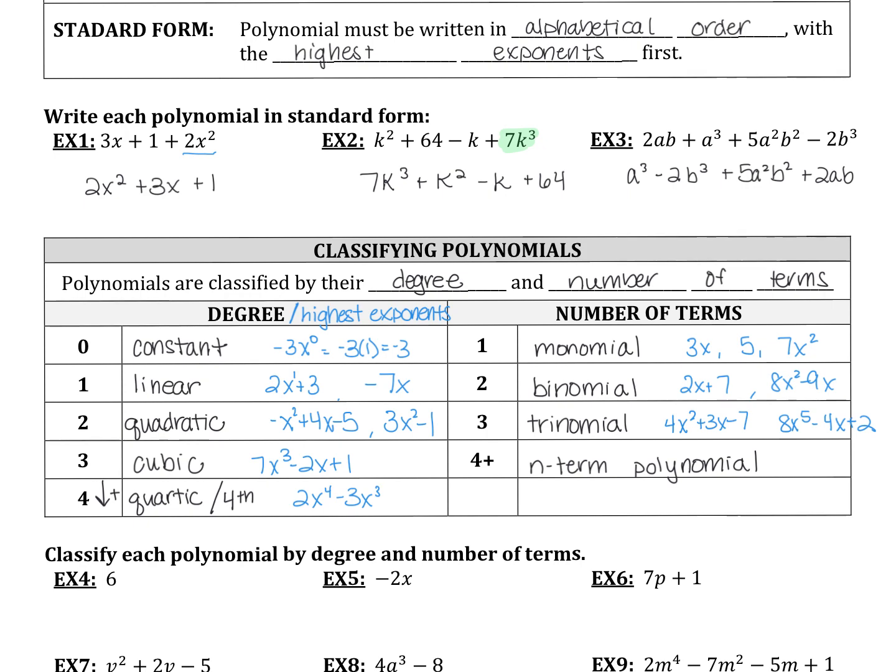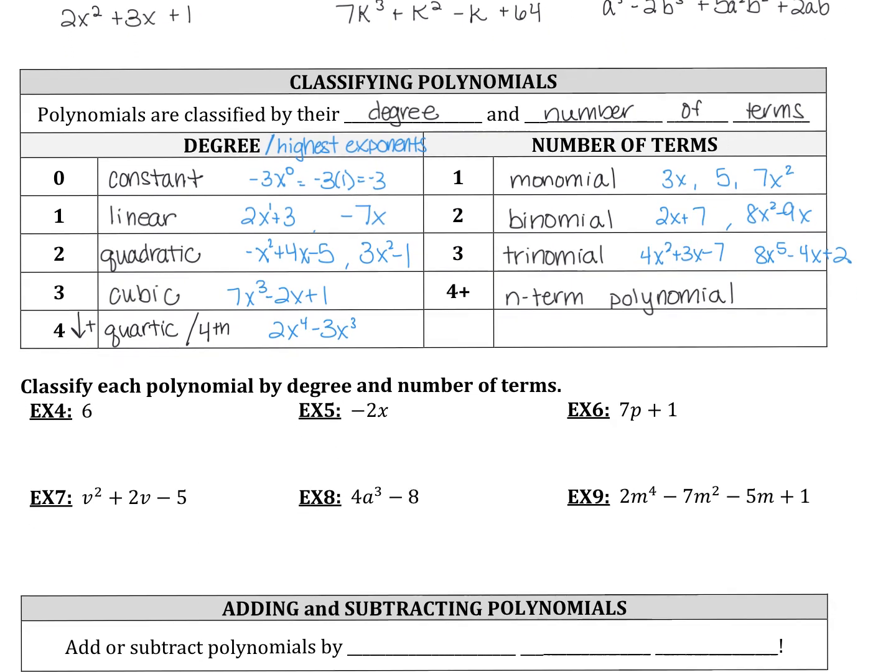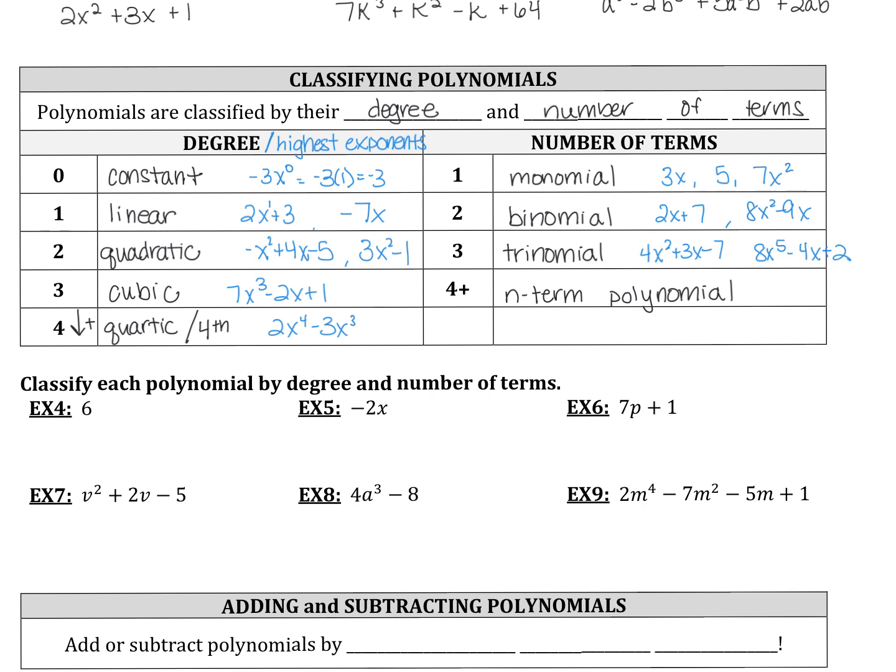Okay, so now what I want you to do with your neighbors is look at examples 4, 5, 6, 7, 8, and 9, and classify each polynomial by degree, and then by number of terms. So my degree and my number of terms. So there should be at least 2 words describing each of these polynomials. So hit pause and then come back and check your work.